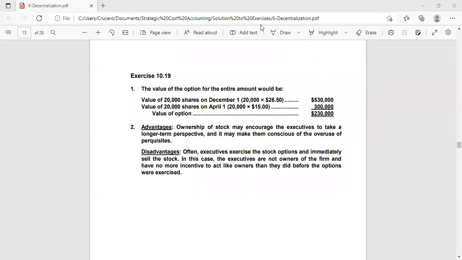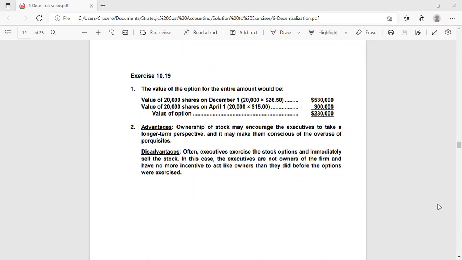Okay, we now have problem 19 involving stock options. We have the option to buy shares of stock in the company, usually given to the executives. Here, on April 1, the company approved a stock option plan whereby each of the top 4 executives of the new company could purchase up to 20,000 shares of Fermat stock at $15 per share.